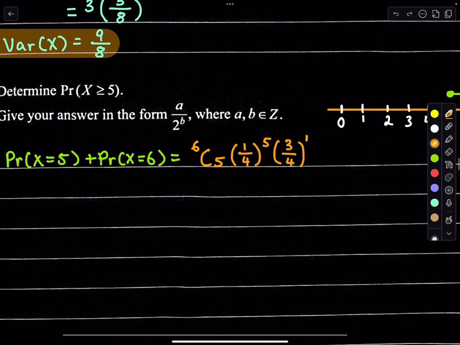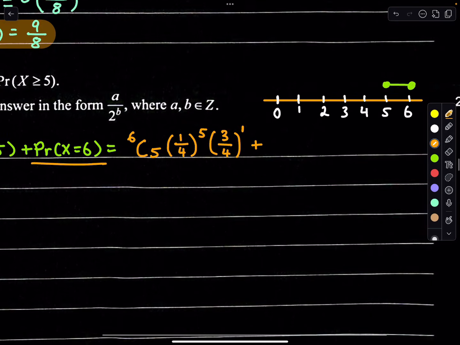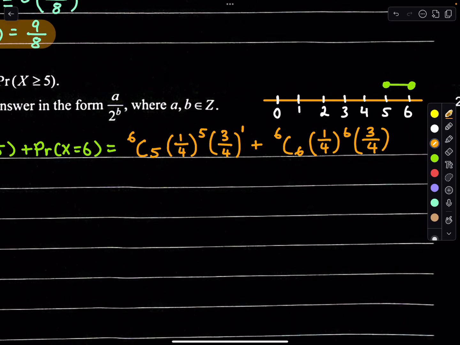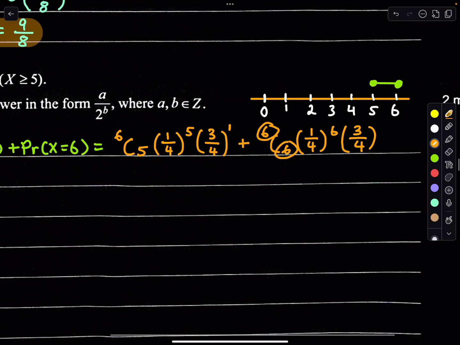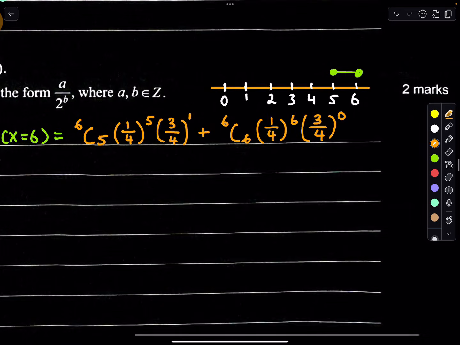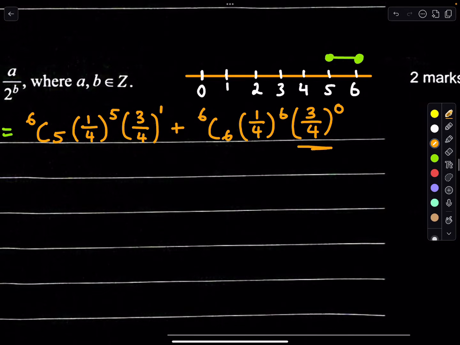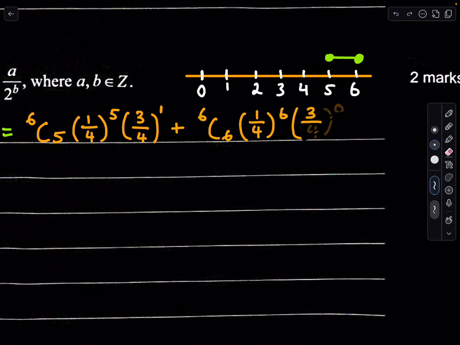And then we have to add it to this one, the probability that x equals 6. So it's the same thing. So what's our number of trials? That's 6. Choose, well, we're using 6 here. 6 choose 6. The probability of success is 1 over 4 to the power of 6 in this case. And the probability of non-success is to the power of 6 minus 6, which is 0. Beautiful. Look at that. That's really nice. Now, of course, we know in this case, anything to the power of 0 is always equal to 1. Easy, everyone?